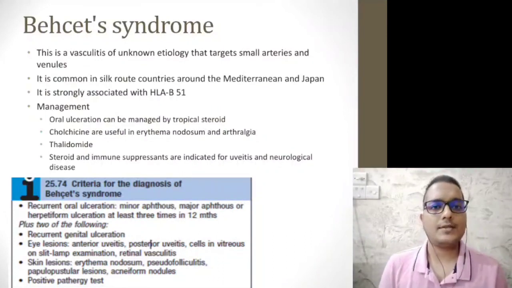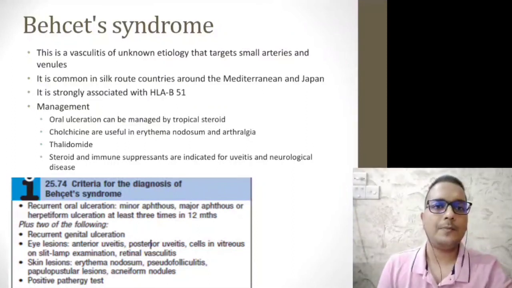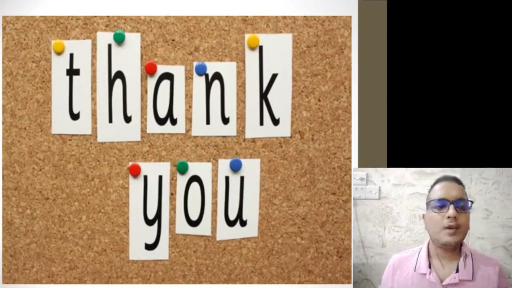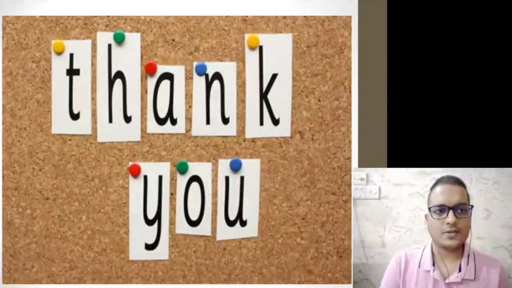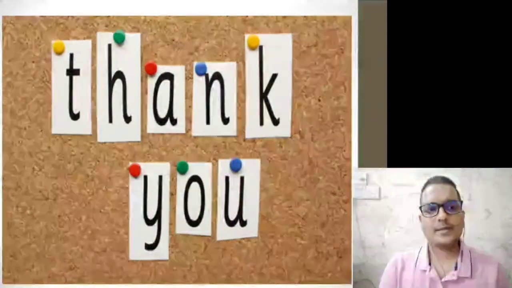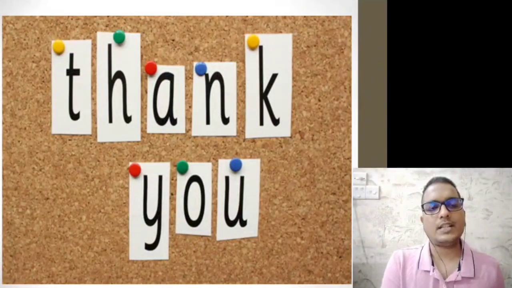There is an HLA association of B51, and there are some other symptoms, like there may be redness of the eye and some skin lesions. So these are the key points of Behçet syndrome we need to remember. So that is all about the common vasculitis: the large vessel vasculitis, medium vessel vasculitis, and small vessel vasculitis. We will discuss the other small vessel vasculitis, the ANCA positive vasculitis, in our next video.